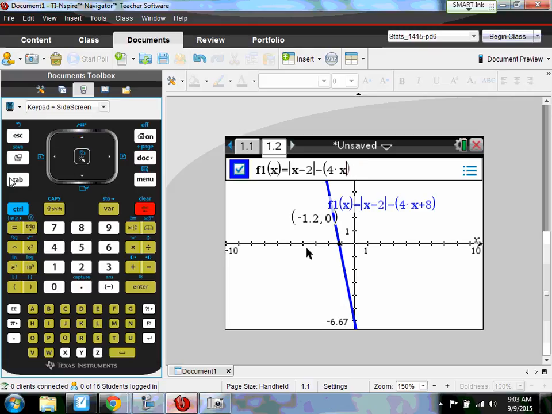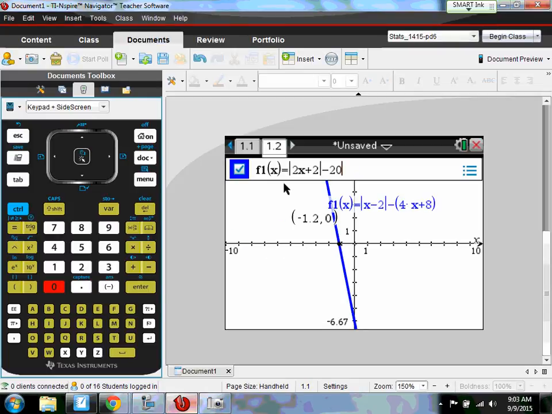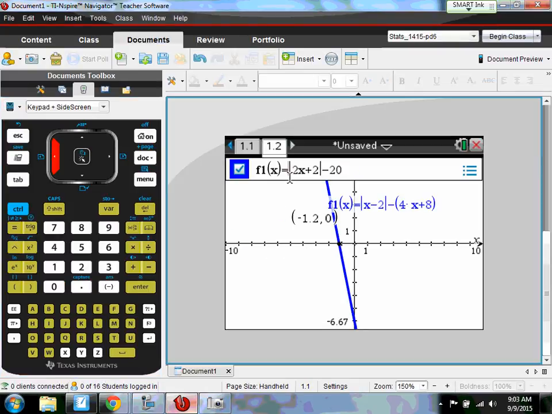So I want the absolute value of 2x plus 2. Was that minus 20? Minus 20. And then I want y is greater than that. So here's the cool thing about the Inspire. You might say it's graphing an equation. It's graphing the function. Watch this.